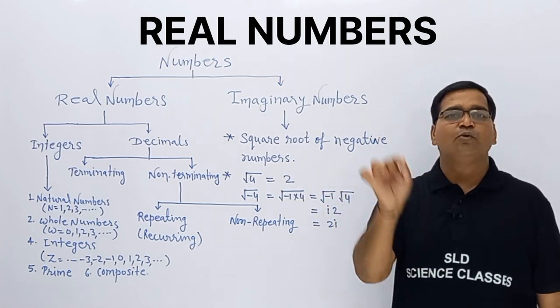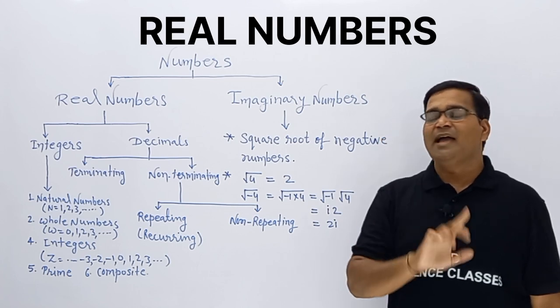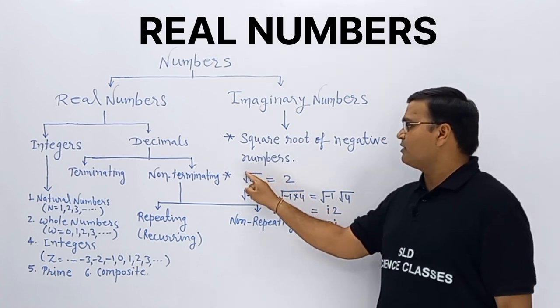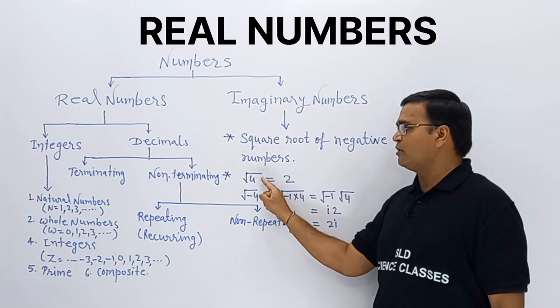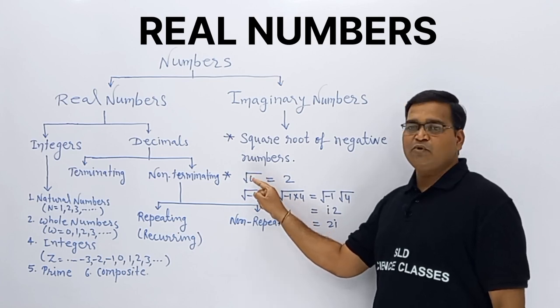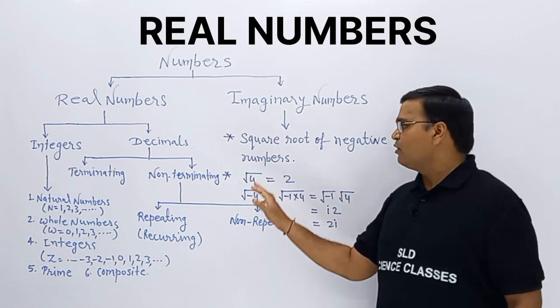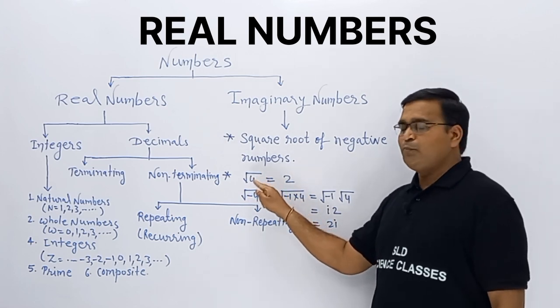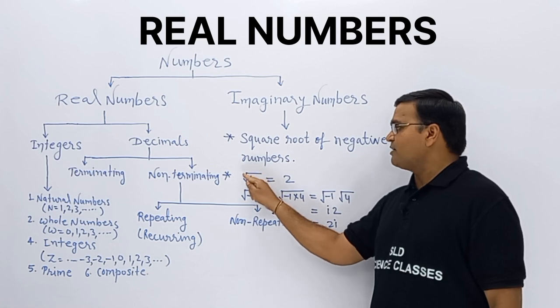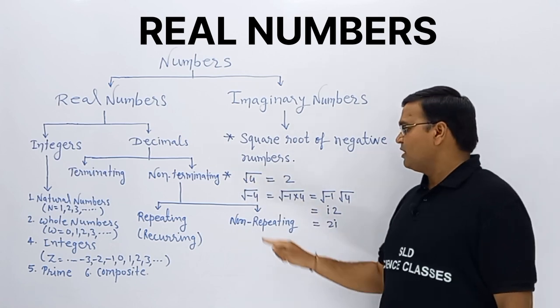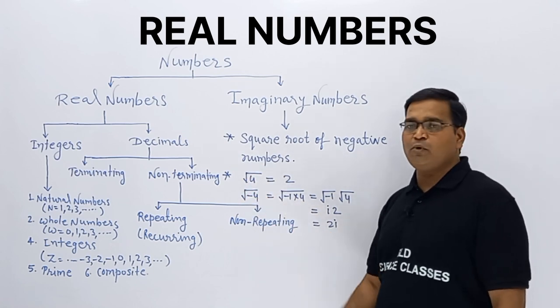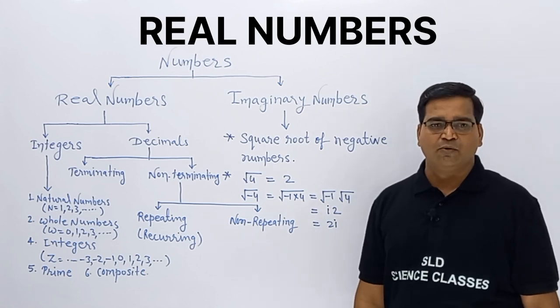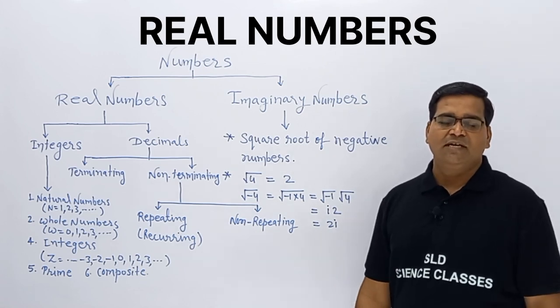If negative numbers are in the square root, what is the square root? This one is the square root of 4. We know well the square root of 4 is 2. But once we put a negative number in this square root, the root of -4 is not -2. It is not 2. It is different.